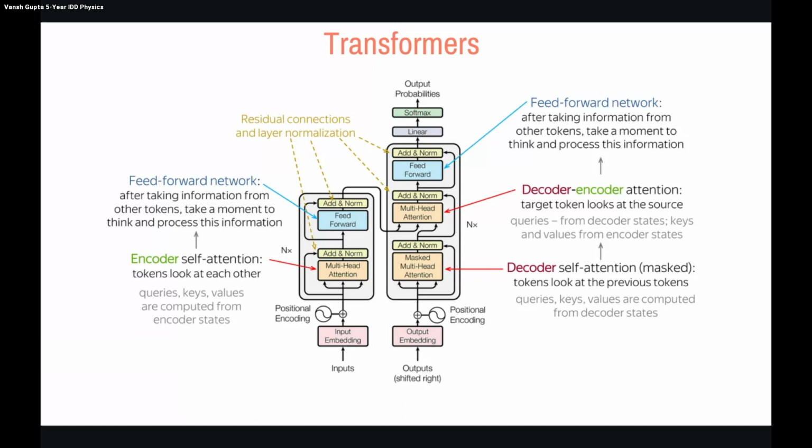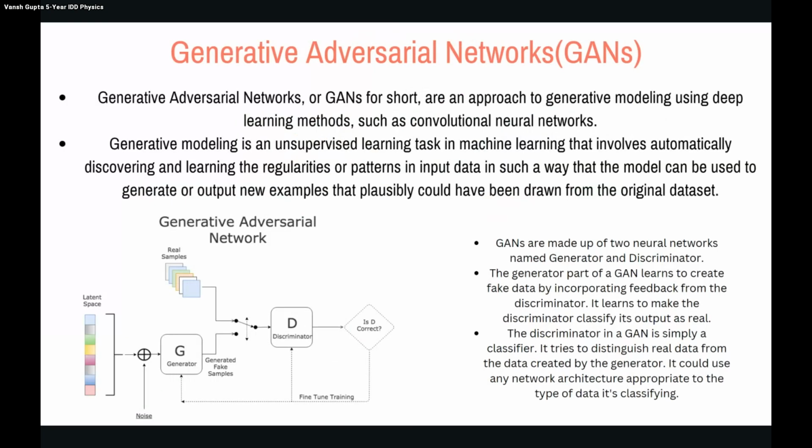Now let's move on to the one that made photos of fake humans: GANs. So GANs, generative adversarial networks, or GANs for short, are an approach to generative modeling using deep learning methods such as convolutional neural networks. So this is the whole structure of GANs. Okay.